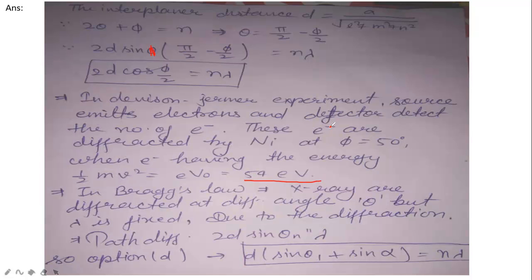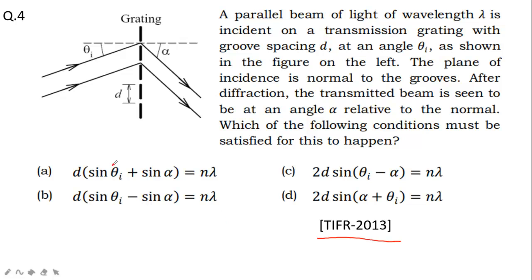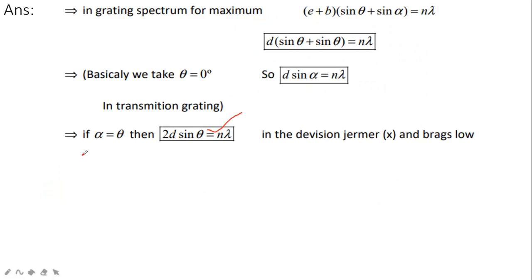And this is the overview of the Davisson-Germer experiment, and then we will include Bragg's law too, and thus we will get the appropriate condition, this one: d(sin theta plus sin alpha) equals n lambda. So the correct option we will get will be option A. There are many approaches to solve these types of questions, but this approach I think is much more suitable.